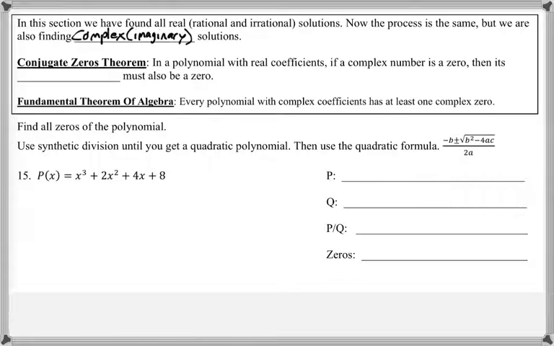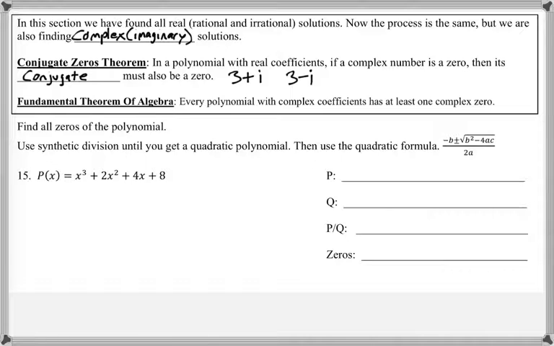And we have a theorem called the Conjugate Zeros Theorem. And it says, in a polynomial with real coefficients, if a complex number is a zero, then its conjugate must also be a zero. And this really just helps us out because if we find that 3 plus i is a zero, then we know automatically that 3 minus i must also be a zero. So they come in pairs.